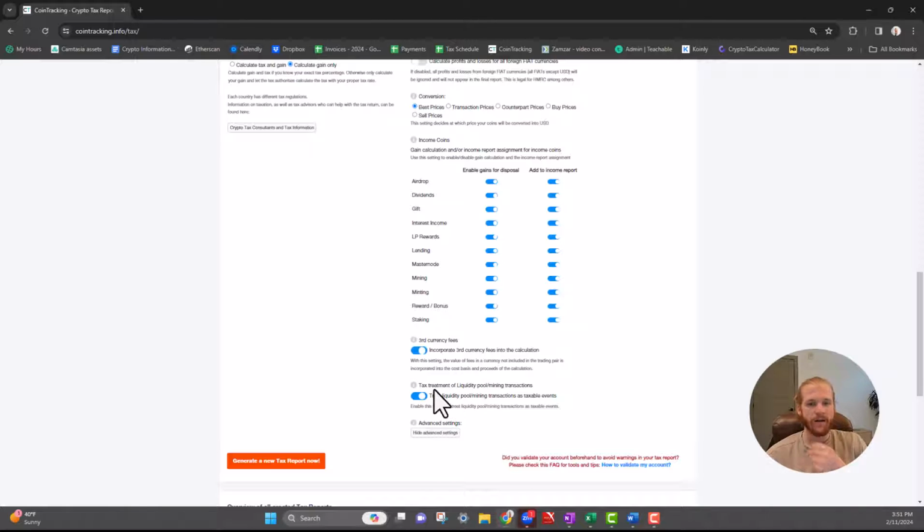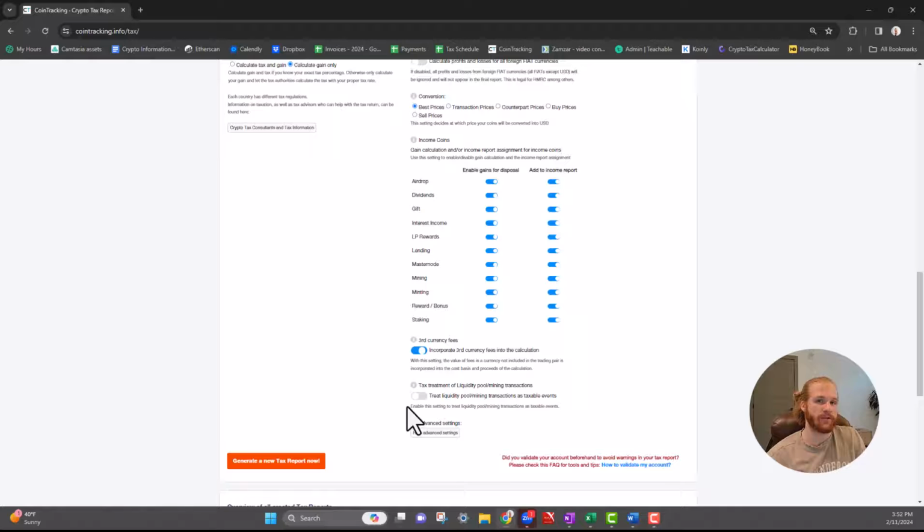So keep that on. And then the tax treatment for liquidity pool and mining transactions, you can keep this on. This depends on who you're working with. I definitely highly recommend chatting with a tax professional, one that knows crypto, about this option if you're not quite sure what to do there. You can treat the liquidity pool transactions as taxable events, or you can turn this off so that they're not taxable events. It really depends on what your stance is or who you're working with and what their stance is on that whole area. I don't want to dive into that in this video because that could take quite a while to discuss. But just so you know, you can have that on or off depending on which route you're going.